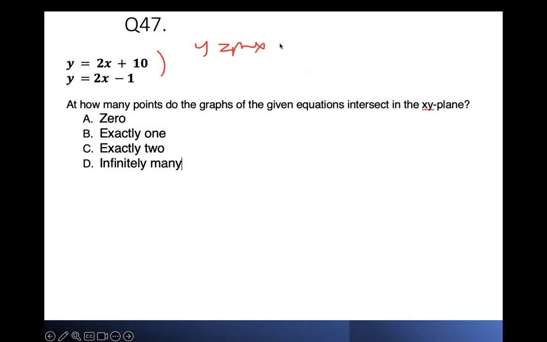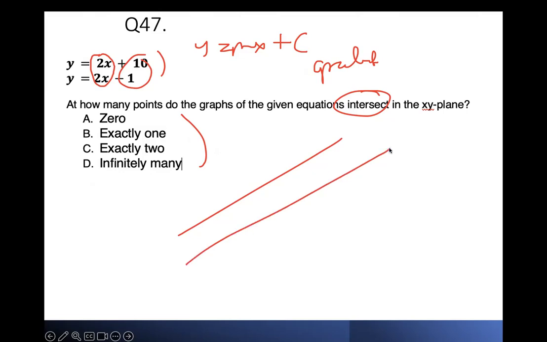If they're asking about the point of intersection, then it's going to be about the gradient and the solution of the equation. If the gradients are the same and the intercepts are different, that means I have a bunch of parallel lines floating around. They're trying to come together, but they will never meet. They're going in different places. Therefore, this is a no solution problem because the gradients are the same and I have different intercepts. Therefore, this is going to be 0.